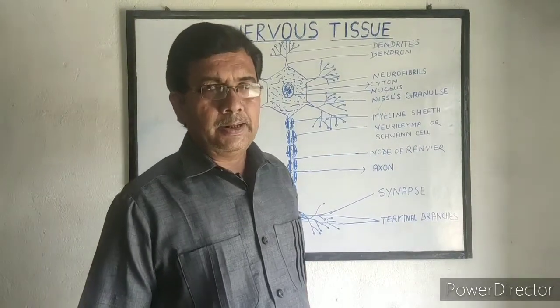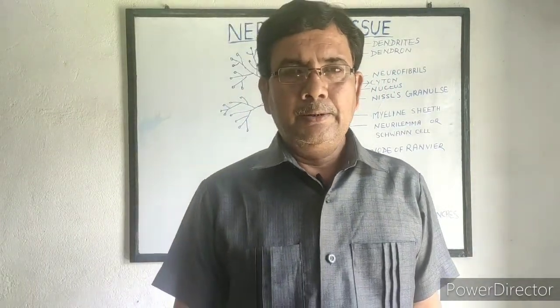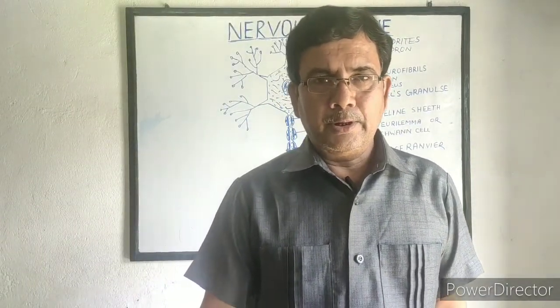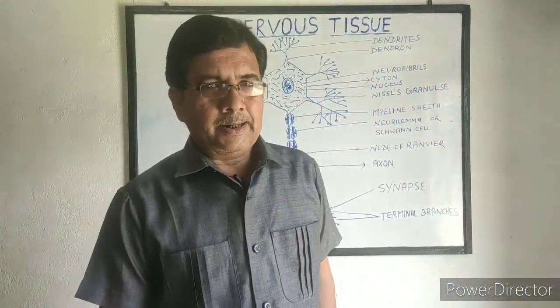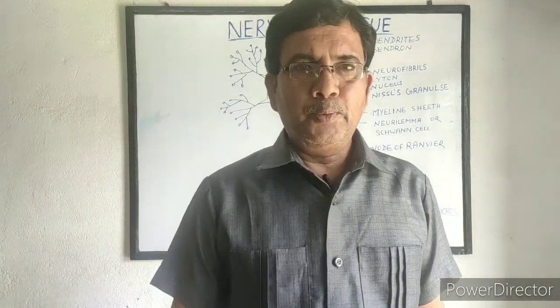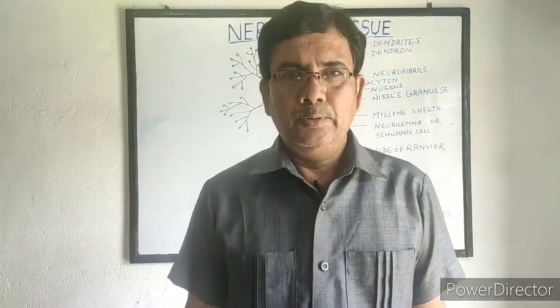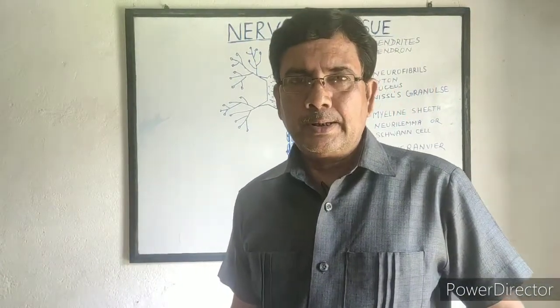A unipolar neuron is one where only one process arises from the cell body, which is called cyton. From the cyton, only one process, the axon, arises. Next is the bipolar neuron, in which two processes arise from the cell body cyton, opposite to each other, that means at 180 degrees to each other.